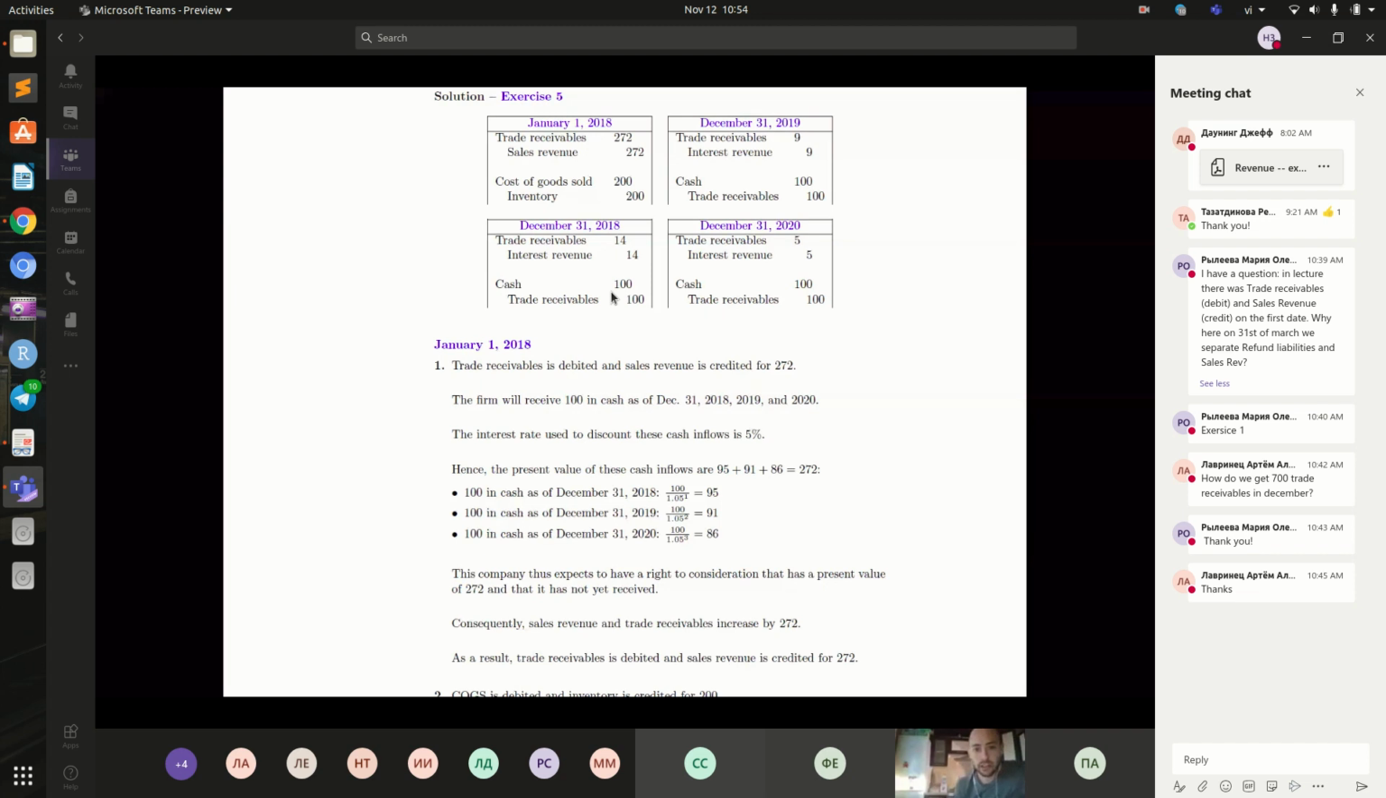As of December 31st of each year, we have two journal entries. One is to increase receivables and to recognize interest revenue equal to beginning receivables multiplied by the discount rate of 5%. For example, December 31st, 2018, 272 multiplied by 5%, hence 14. In addition, we receive 100 in cash as of December 31st of each year. Therefore, cash increases and receivables declines by 100. As a result, debit cash, credit receivables, 100. So we have the same types of journal entries for 2019 and 2020.